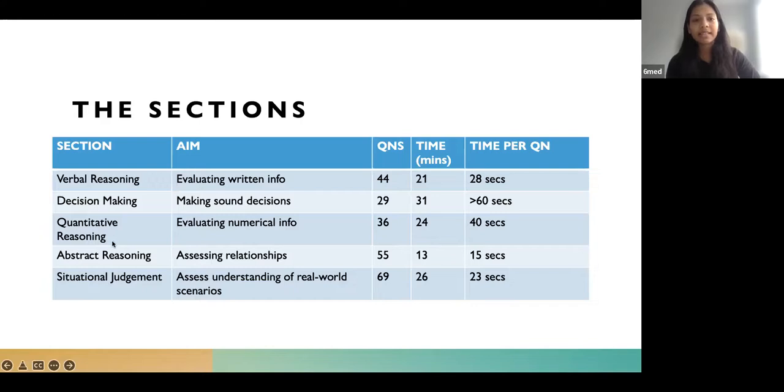For quantitative reasoning, that's your maths, so things like fractions and percentages. They may ask you to work out how much drug is in a solution, things like that. You've got a total of 36 questions to complete within 24 minutes, so again, you're limited in terms of the amount of time you have per question. The thing to suggest for quantitative reasoning is practising your mental maths when you're revising, and learning to convert percentages and fractions in your head, and conversion of units. Just make sure you're able to do that in your head really quickly.